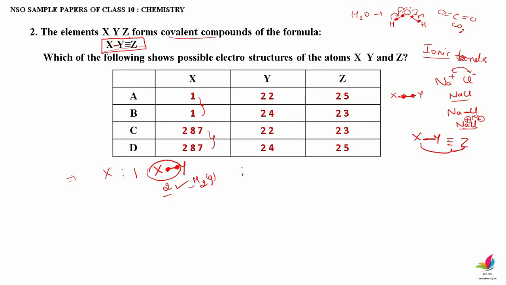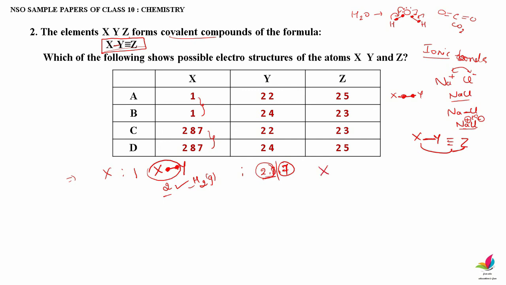One more configuration is 2, 8, 7. We need to see only the 7, because 2 and 8 are completely filled shells, so no need to analyze them. We have to see only the outer configuration, because bonds are formed by the electrons in the outer shell. Only the outer shell electrons participate in bond formation, not the completely filled shells.